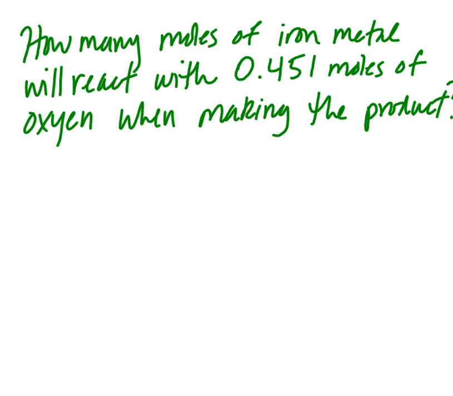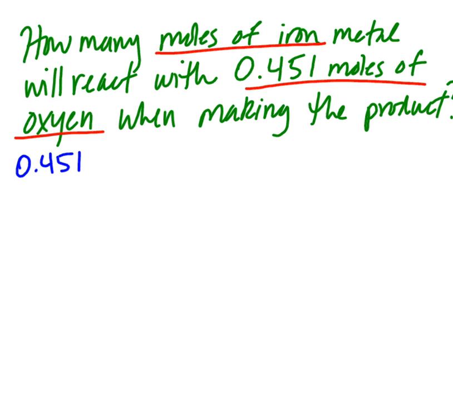How many moles of iron metal will react with 0.451 moles of oxygen gas when making the product? So we have to identify what we're looking for. We're looking for the number of moles of iron. Moles of iron is what we want. Moles of oxygen is what we have. So let's start with that: 0.451 moles of O2. That's what I have. Put that over 1.